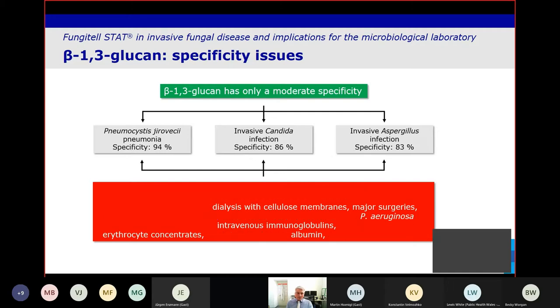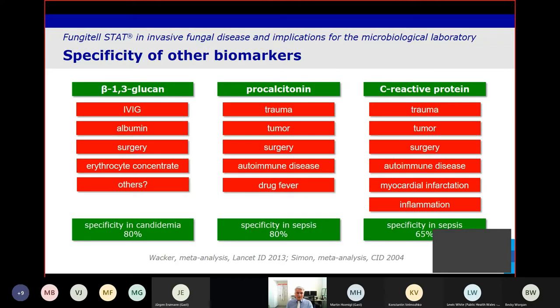And if you look for these proven sources of false positive or elevated BDG levels, the number is reduced. We know that dialysis with cellulose membranes, which are normally in most patients not used, leads to elevated BDG levels. Major surgeries are a problem. In the 3 to 4 days after major surgeries, BDG is elevated. Definitely, intravenous immunoglobulins and albumin cause elevated BDG levels. So we have some issues with false positivity.